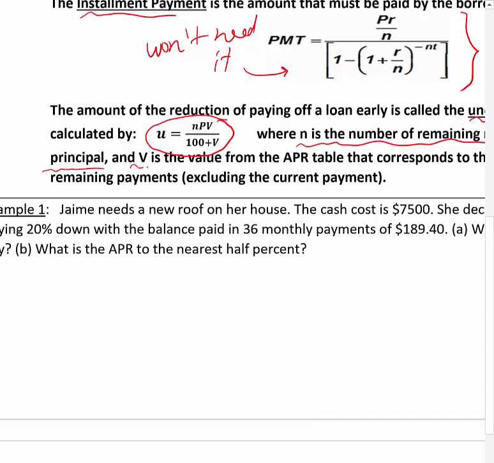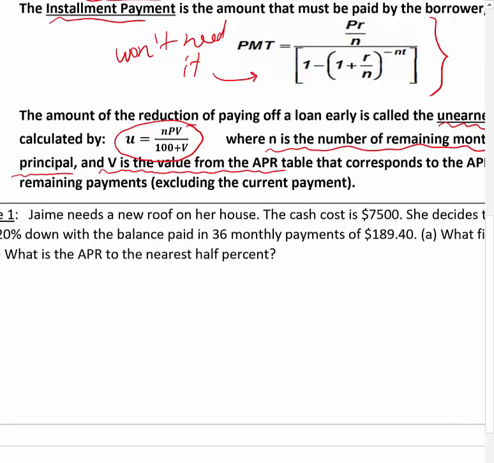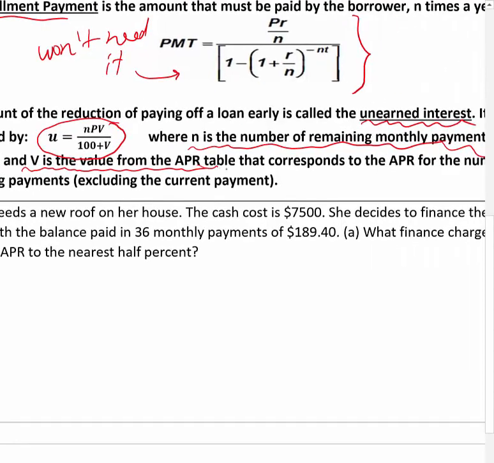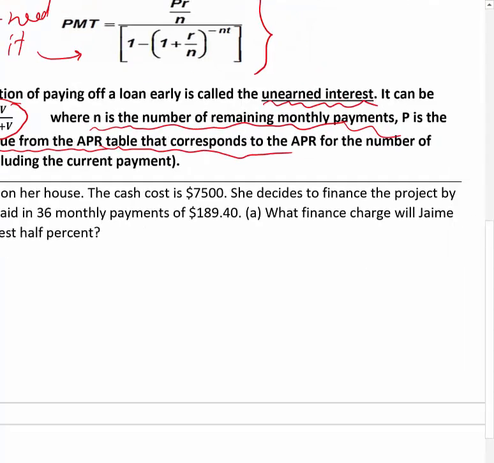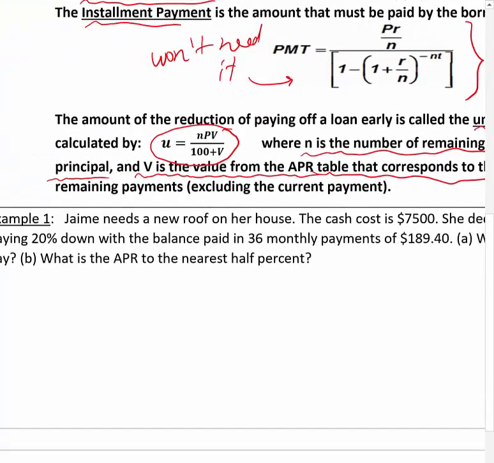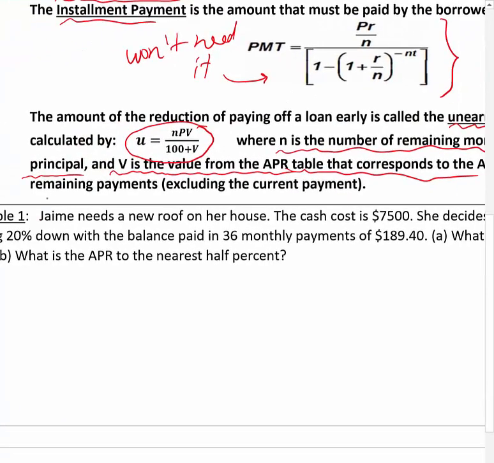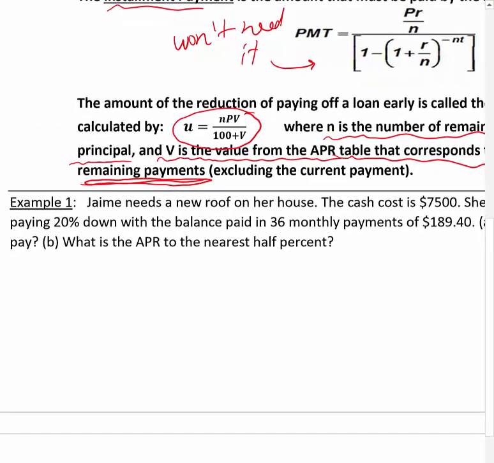The original amount. And then V is the value from the APR table above that corresponds to the APR for the number of remaining payments. So remember that V, you're not going to use how many payments they told you that you're going to have to begin with. It's going to be how many payments were left when you paid off the loan, excluding the current payment. So that's good to know.